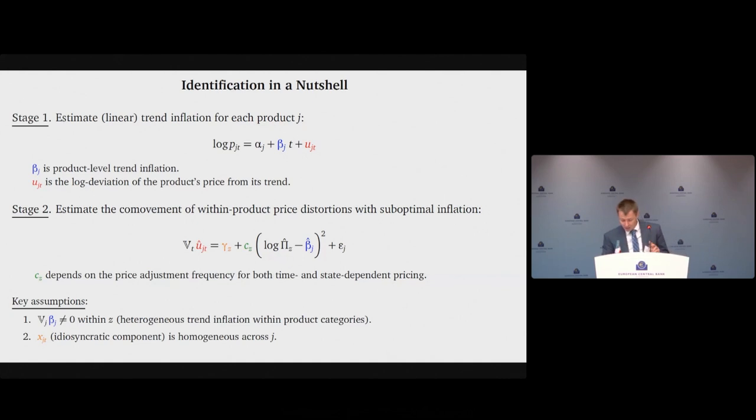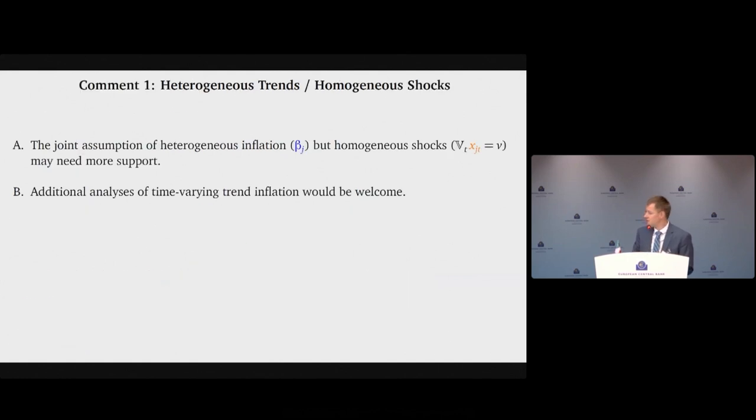Now, there are two key assumptions. So I think Henning had more, but I'm going to simplify it. One is that you need to have a variation in trend inflations across products within a narrowly defined product category. But at the same time, you need idiosyncratic shocks to be homogeneous across products. So these assumptions need to work together to achieve identification. So my first comment is exactly about that.